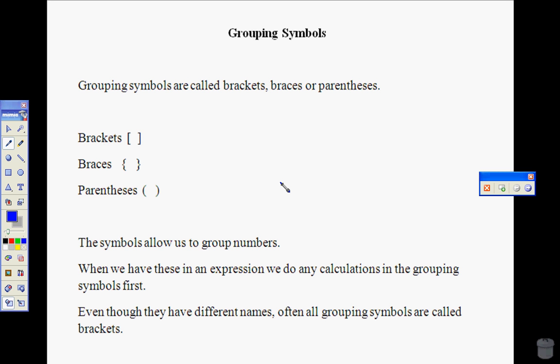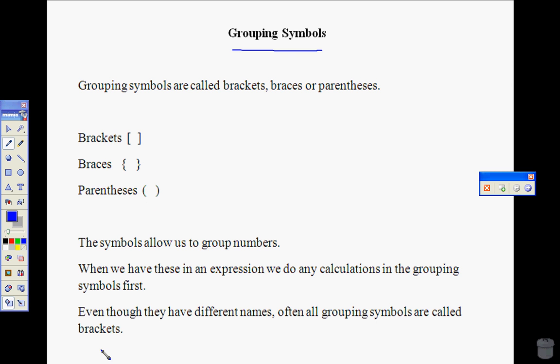A lot of the mathematics we're going to use in our senior school involve what we call grouping symbols. Now, you may have used grouping symbols in primary, so at some stage. Basically, what grouping symbols are, we call them brackets, braces, or parentheses, and that's what they look like. You've probably seen them before. You may not have called them brackets, braces, and parentheses, but that's their official names.